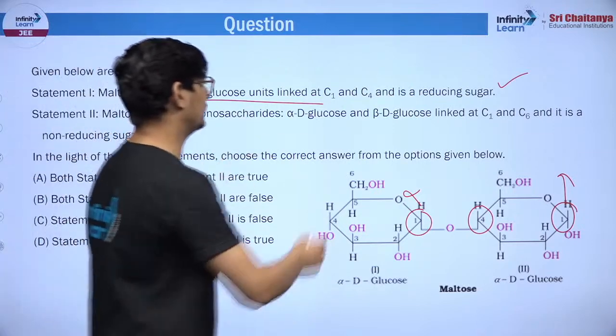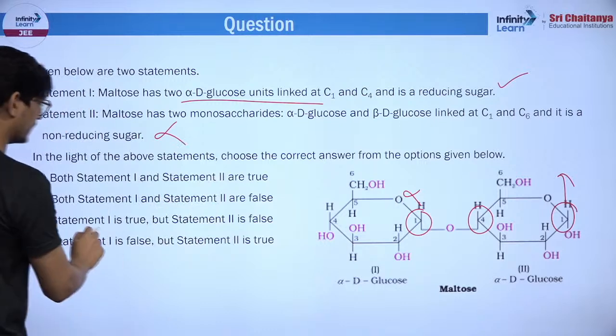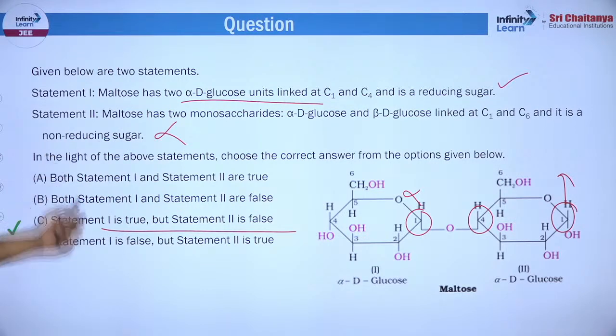Maltose has 2 monosaccharides, alpha and beta glucose, linked at C1-C6. So this is incorrect. ठीक है, तो 1 is true and second is false. Alright guys, तो इसका हमारा ये करेक्ट आंसर हो गया.